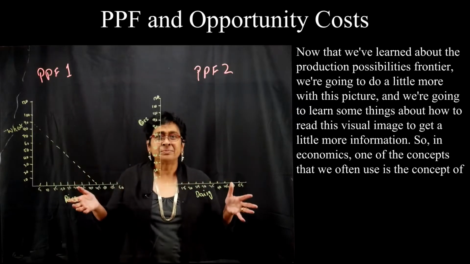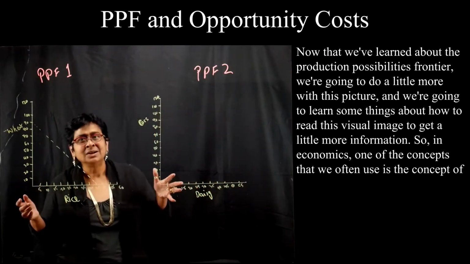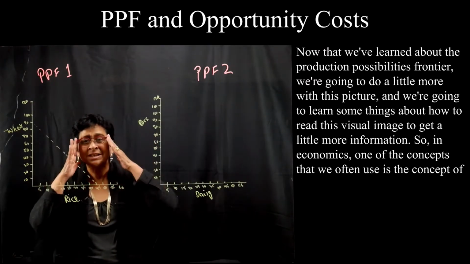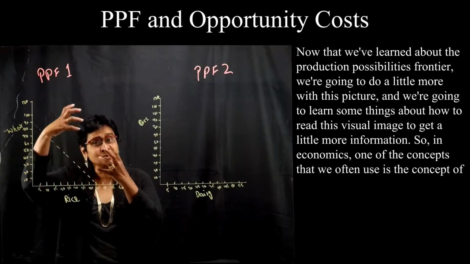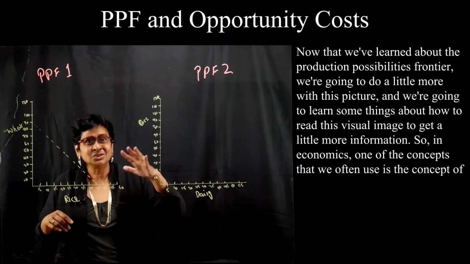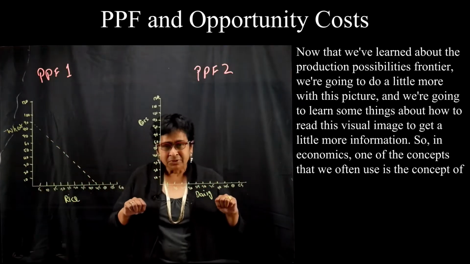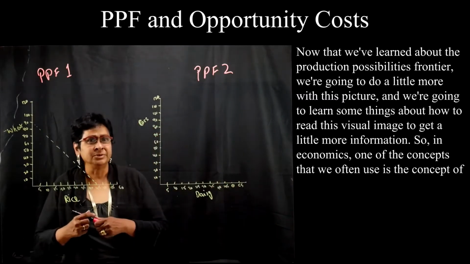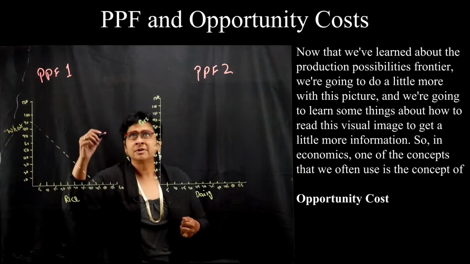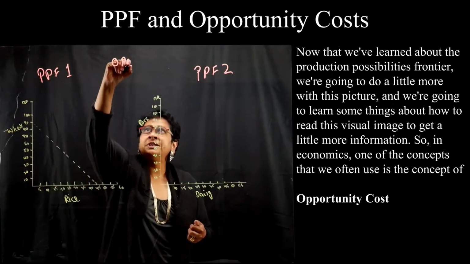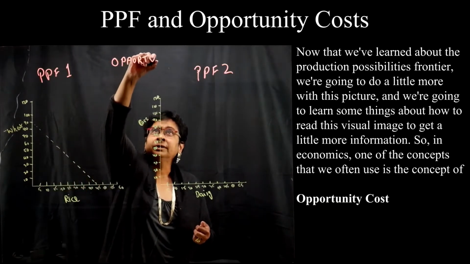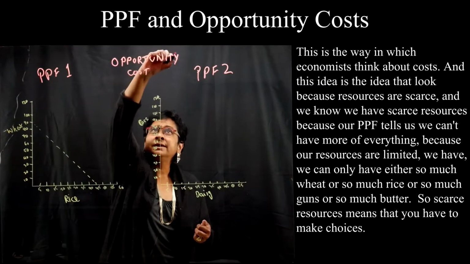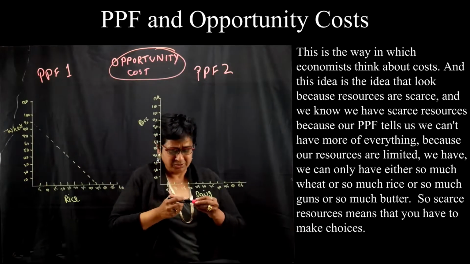Now that we've learned about the production possibilities frontier, we're going to do a little more with this picture, and we're going to learn some things about how to read this visual image to get a little more information. So in economics, one of the concepts that we often use is the concept of opportunity cost.